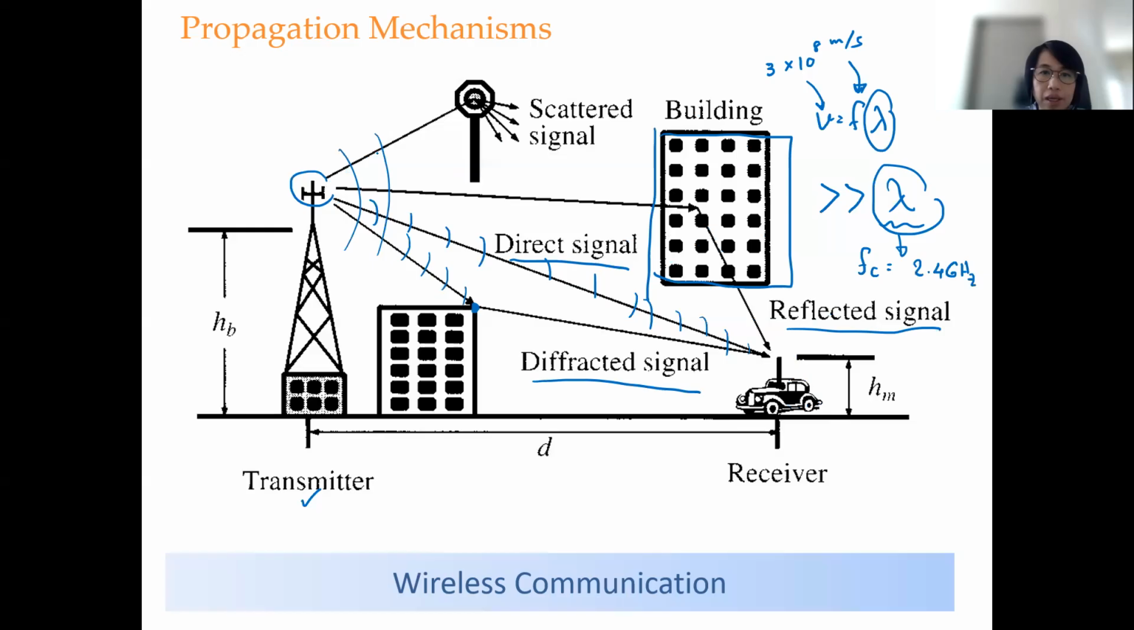And if the signal arrives at the sign and the dimension is roughly the same as lambda or smaller, then it is called scatter. This scattered signal can also reach the receiver, but maybe the power is very small. But anyway, we can capture some power from the scattered signal.